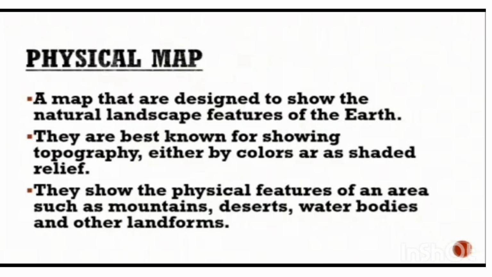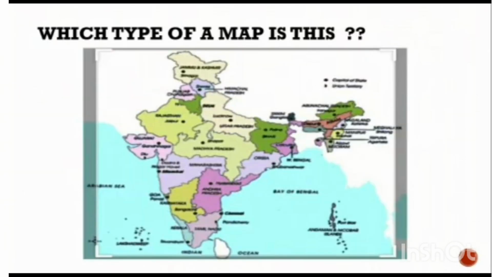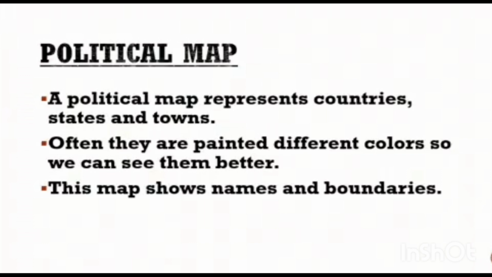A physical map is designed to show the natural landscape features of the earth. They are best known for showing topography either by colors or as shaded relief. They show the physical features of an area such as mountains, deserts, water bodies and other landforms. Now this kind of map which we have seen before is known as the physical map. The physical map contains the cities, roads, transport, every detail of a country or any place we are looking for. So a political map.